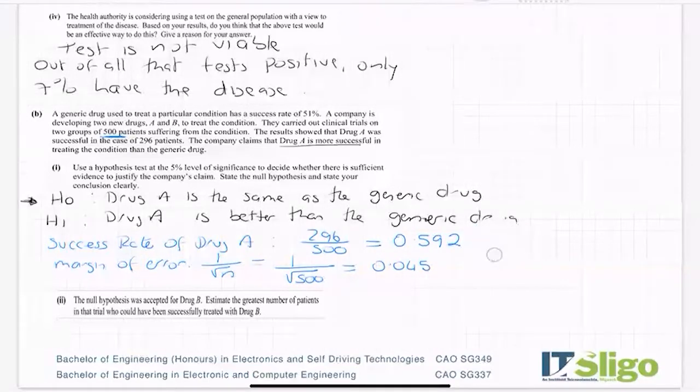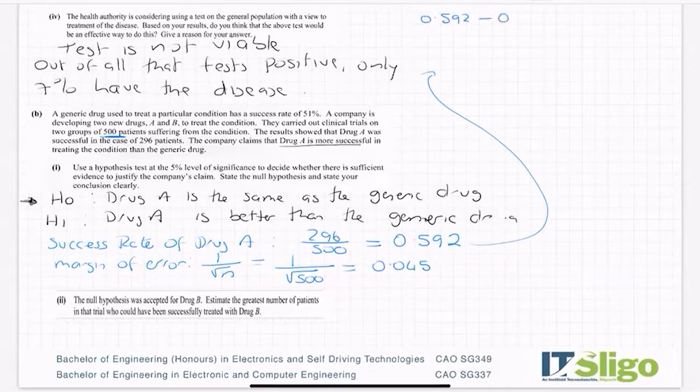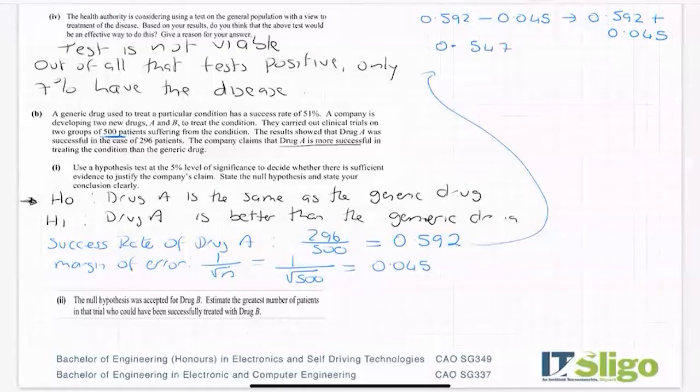Well, I'm going to need more space. Let me come up here and do it. So it'll be 0.592 minus the margin of error up to 0.592 plus 0.045. So 0.592 minus 0.045 is 0.547, less than P, less than, and then add it on, 0.637. I'm just going to put a box around that.